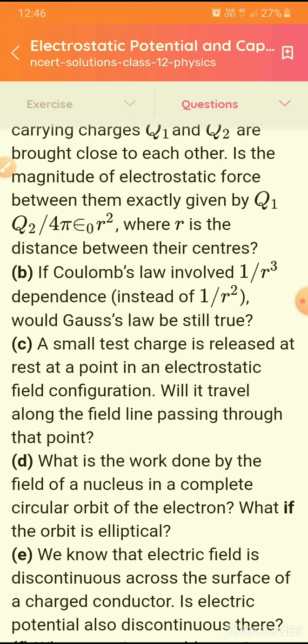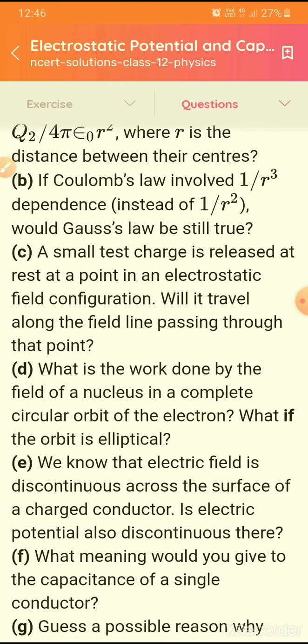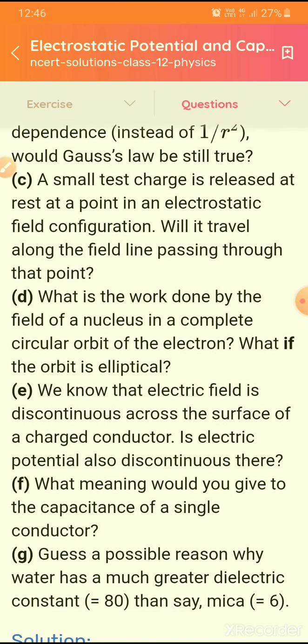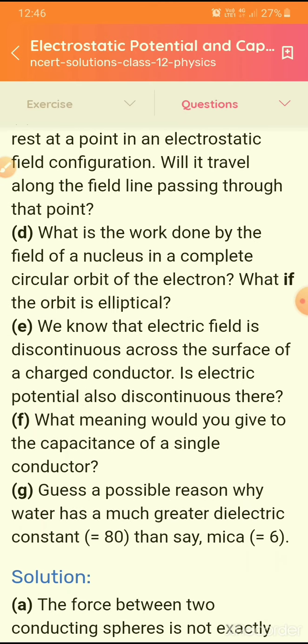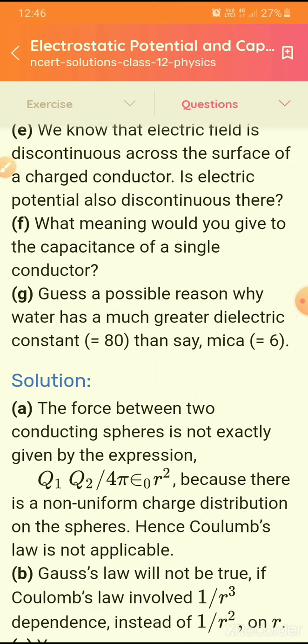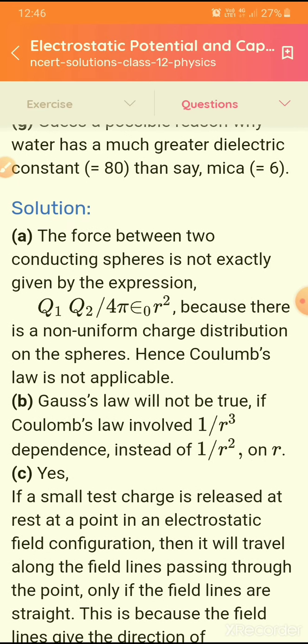And then the third question: a small charge is released at rest at a point in an electrostatic field configuration. Will it travel along the field line passing through that point? And the fourth question: what is the work done by the field of a nucleus in a complete circular orbit of the electron? What if the orbit is elliptical? Similarly, 7 questions are given. First, we can see the first question.